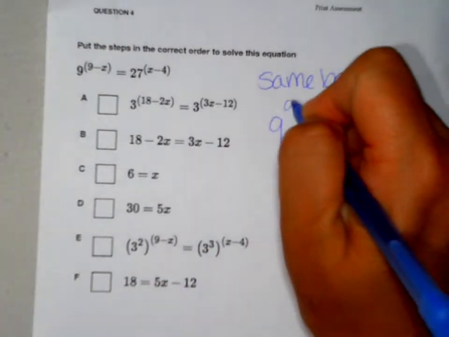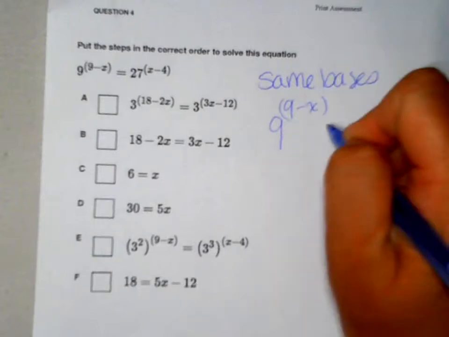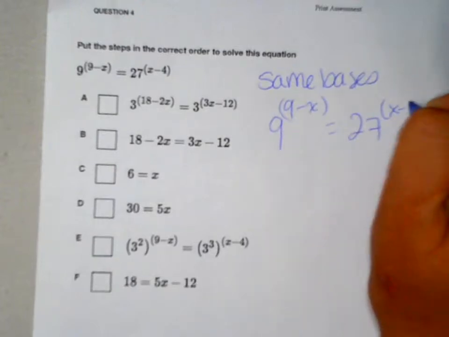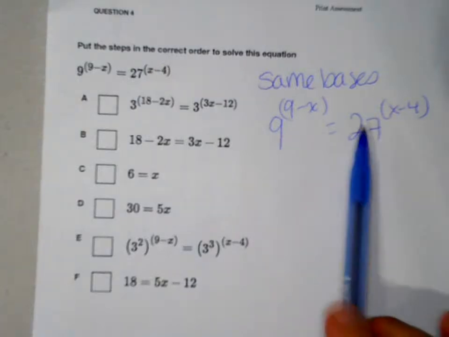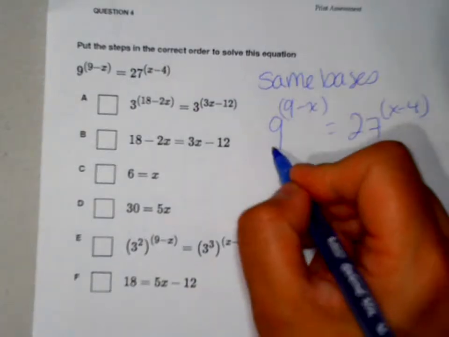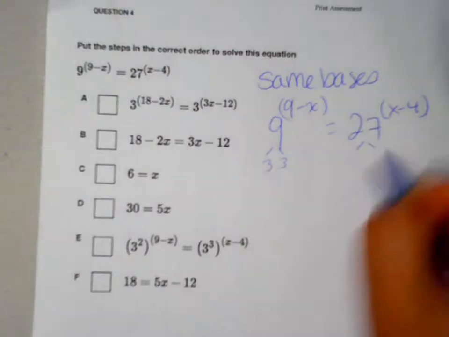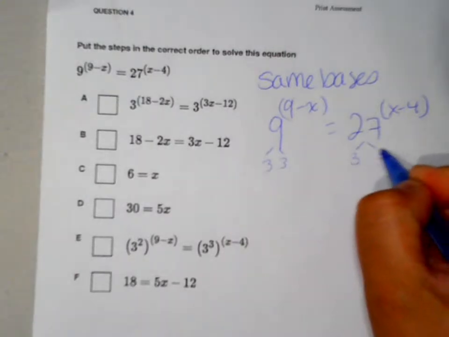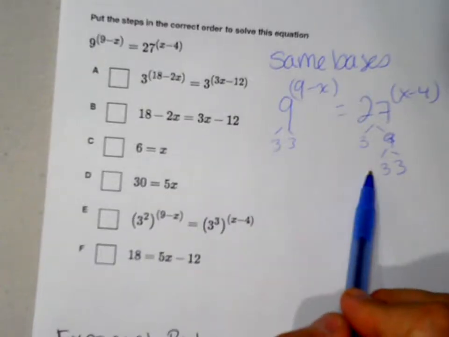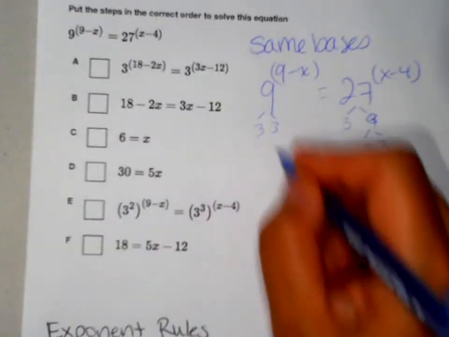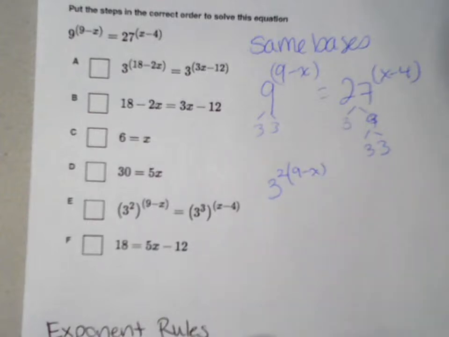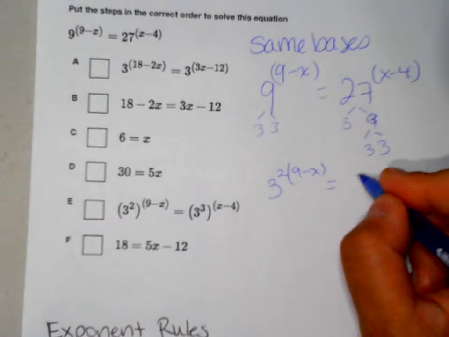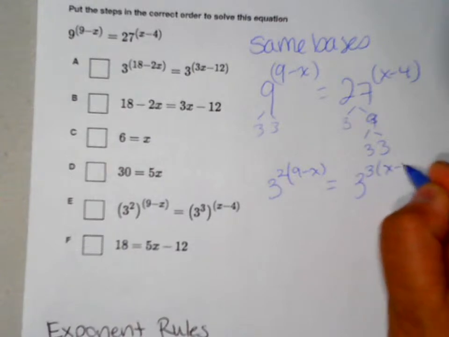I have 9 to the 9 minus x equals 27 to the x minus 4. I need to rewrite these so they have the same base. I know that my factors of 9 are 3 and 3. My factors of 27 are 3 and 9, and then 3 and 3. So I know my common base is going to be 3. So this guy is 3 squared to the 9 minus x. This guy right here is 3 cubed to the x minus 4.